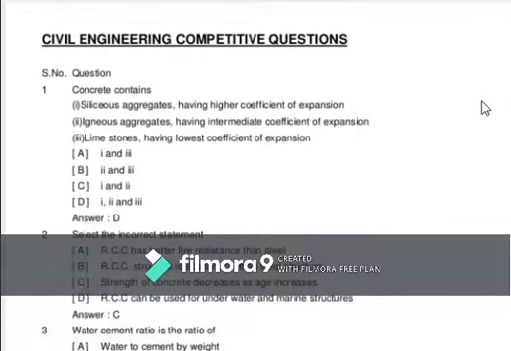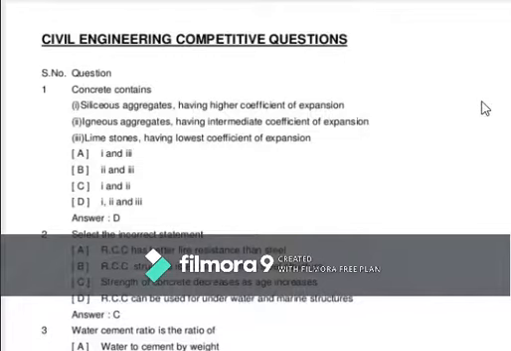Here, the question is: concrete contains... Option 1, because aggregate having higher coefficient of expansion, it means aggregate having intermediate coefficient of expansion. Limestone having the lowest coefficient of expansion. Here the answer is all are correct.